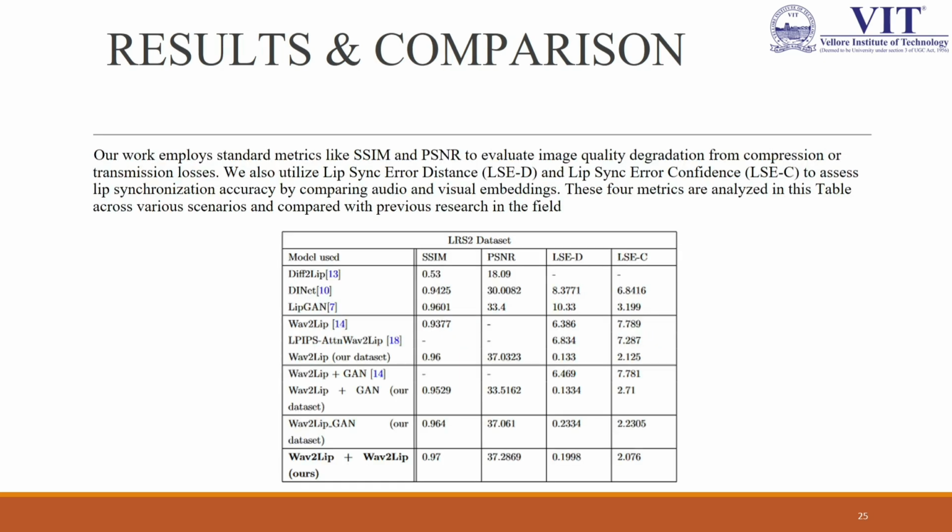And this is the comparative study which we have done with respect to previous existing papers and also with our own data sets for different models. And from this, we can infer that the SSIM and PSNR are maximum for our model. SSIM is 0.97, which shows that our model works efficiently, producing high quality results.